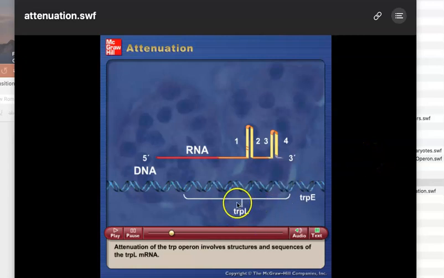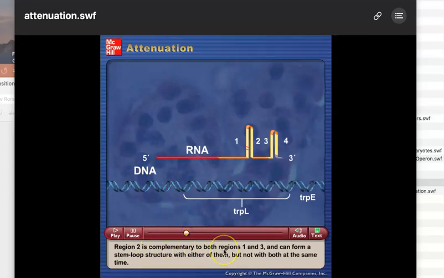There's something called the TRP leader, and then TRP E, which is, again, a major protein for biosynthesis of tryptophan. As I say, there's four regions involved: region 1, 2, 3, and 4. They're numbered relative to the 5' end of the transcript, with 1 closest to the 5' end.